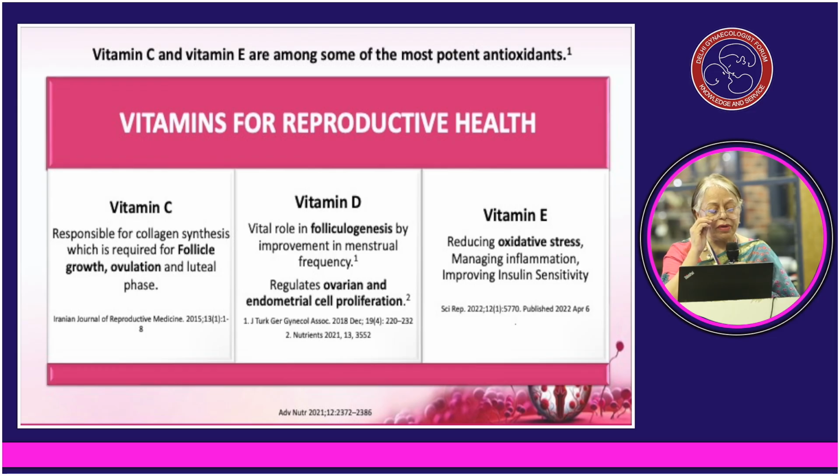We all have been using vitamin C, D, and E in various ways, but how does a combination together make a difference? Vitamin C is required for follicular growth and improves collagen synthesis. Vitamin D has a vital role in folliculogenesis. It regulates the ovarian and endometrial cell proliferation. And vitamin E we know is a very powerful antioxidant. It reduces the oxidative stress.